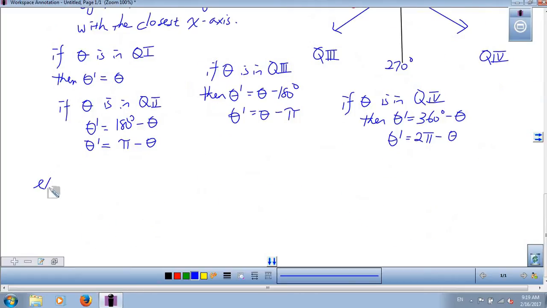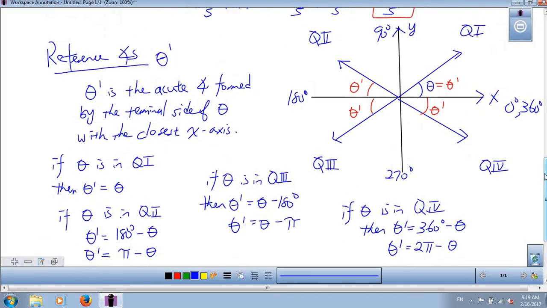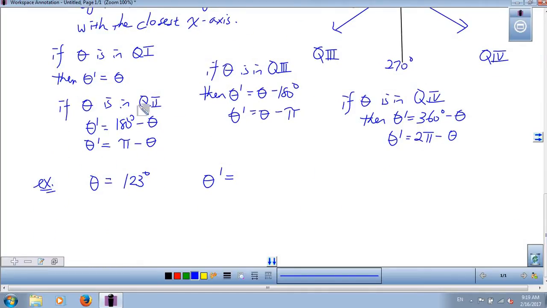So let's go and do a few examples, and then we'll see how it works. So let's say theta is equal to 123 degrees. So what would theta prime be? Well, first of all, 123 degrees is between 90 and 180, so that's in quadrant 2. So we're going to use the quadrant 2 rule. It's going to be 180 degrees minus 123 degrees, which is going to be 57 degrees. So 57 degrees is the reference angle. What it means is 123 degrees is related to 57 degrees. Okay, we'll come back to that a little bit later.